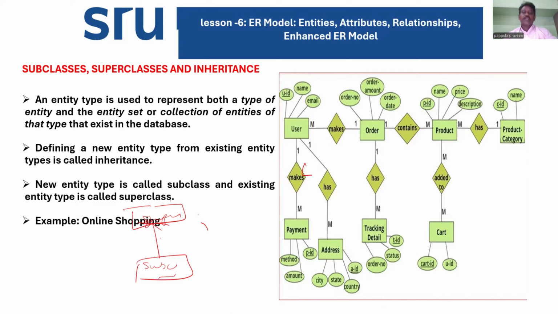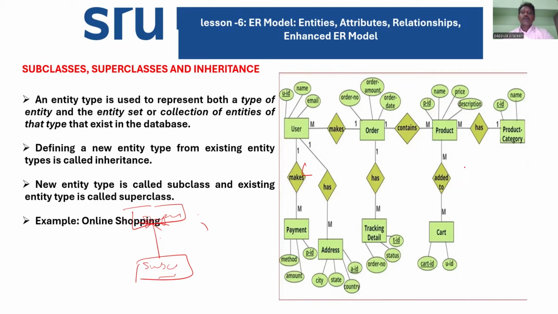Now there is user and order, product, product category, payment, tracking details, cart. The user makes an order. The order contains products and a product has a product category. The user makes payments, the user has an address, the order has tracking details, and a product is added to the cart. So now these are all the entities. Without user there is no payment, without order there is no track, without product there is no cart. So one depends on the other.